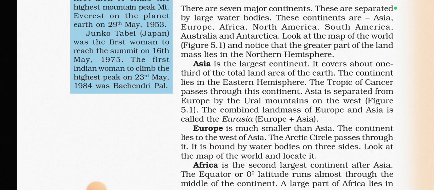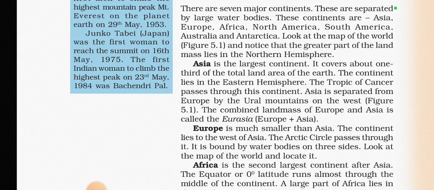Okay, and the Tropic of Cancer passes through this continent. Asia is separated from Europe by the Ural Mountains. The Ural Mountains are in Europe, so they make the boundary between Asia and Europe. The combined landmass of Europe and Asia is called Eurasia. Earlier these maps were quite common, but now it is generally just Asia and Europe.